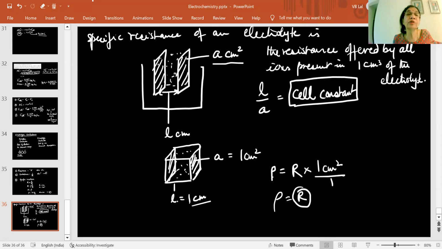So when we want to calculate the specific resistance of the electrolyte, we try to find out the resistance offered by all ions present in 1 centimeter cube, or 1 cc, of the electrolyte. So that is called the specific resistance. Now we should come to the next thing.